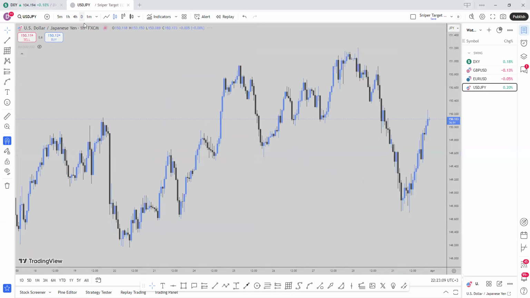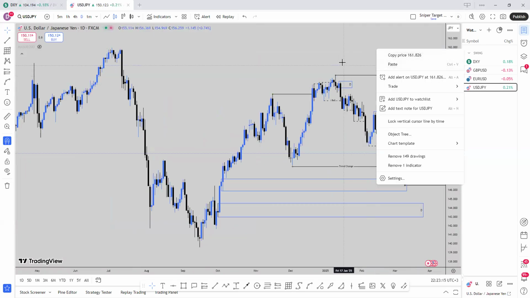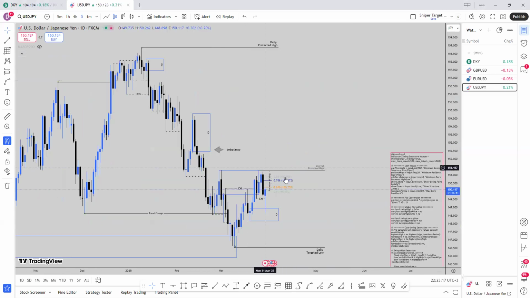So this is the daily chart for USDJPY. Let's just delete that. As you can see, we did change the trend to the downside, the swing trend to the downside. Now the internal trend also has been bearish. All right. So we did change character to the upside.